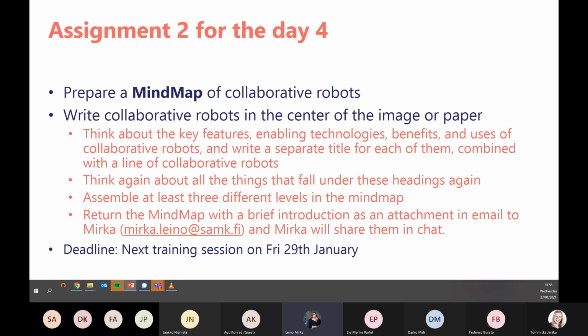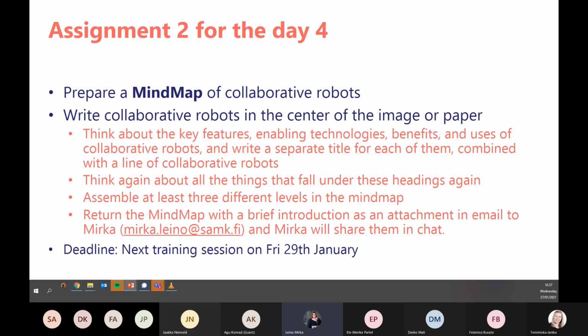You can make a mind map of collaborative robots. I think that everyone knows what a mind map is, but here are some guidelines for what this task is about. You can start by writing collaborative robots in the middle of your screen, your paper or picture, whatever you are doing. Then you can recall what has been going on today. And if you wish, you can also read more about the topic on the internet. I will share you all the links just after this webinar today.